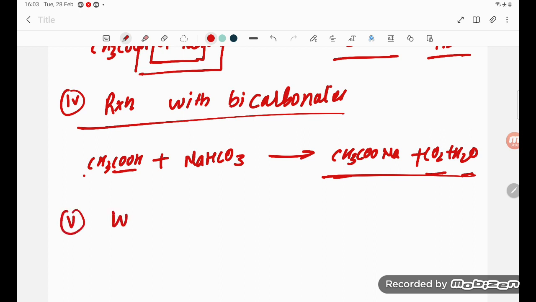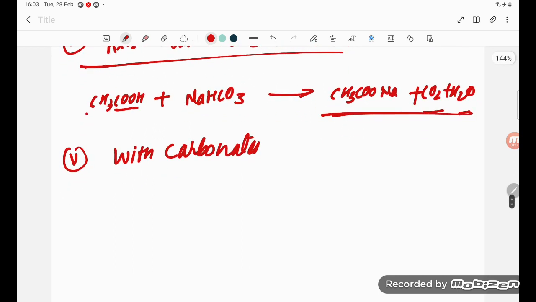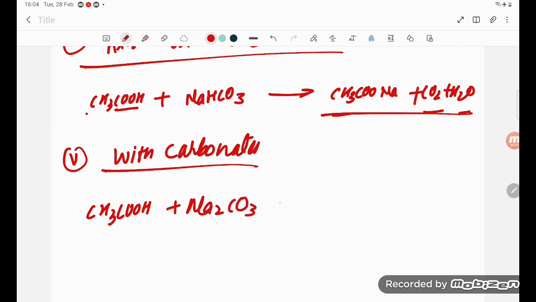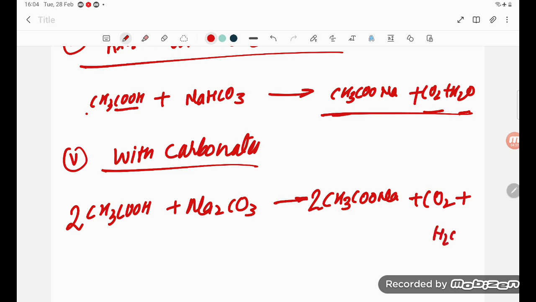Fifth one is with carbonate. If you are talking about the carbonate, student, it gives the same products. CH3COOH plus Na2CO3 is going to give CH3COONa. You take 2 molecules, student, so here 2 molecules, plus CO2 plus H2O.